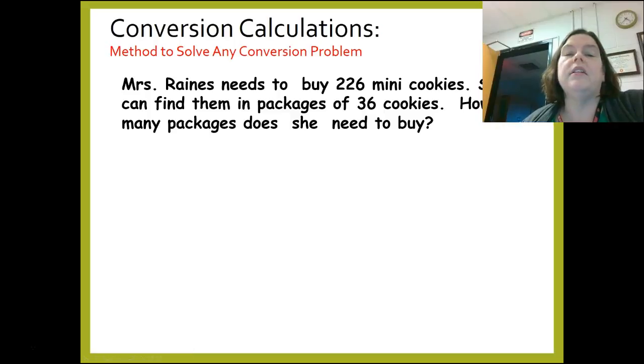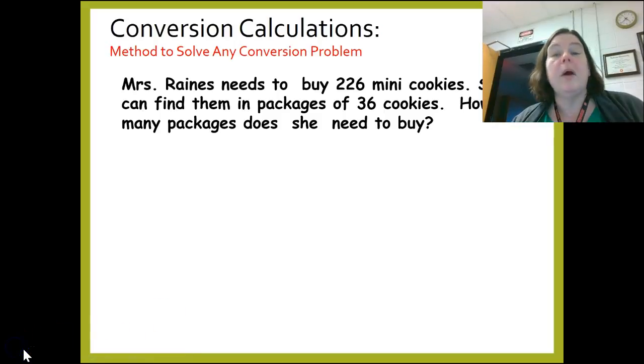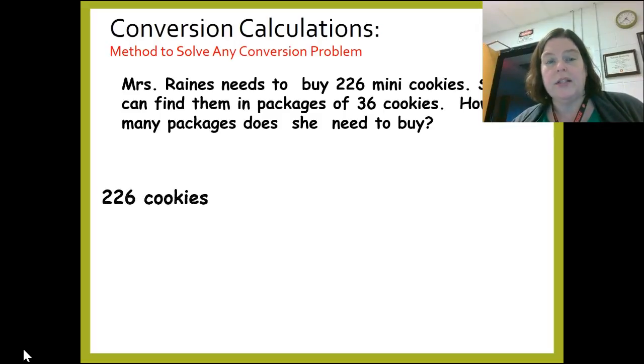Mrs. Rains needs to buy 226 mini cookies. She can find them in packages of 36 cookies. How many packages does she need to buy? This problem should look familiar to you because we did this for warm-up last Friday. So what are we looking at here? Well, I know that I have 226 cookies. That's what I'm given. Now I wanted to do this problem because it doesn't have a regular relationship like the other one that we just did. So I wanted to show you that you did the math on your own.